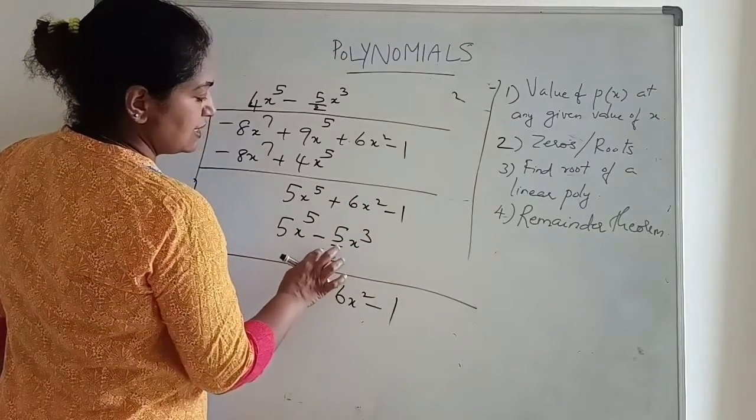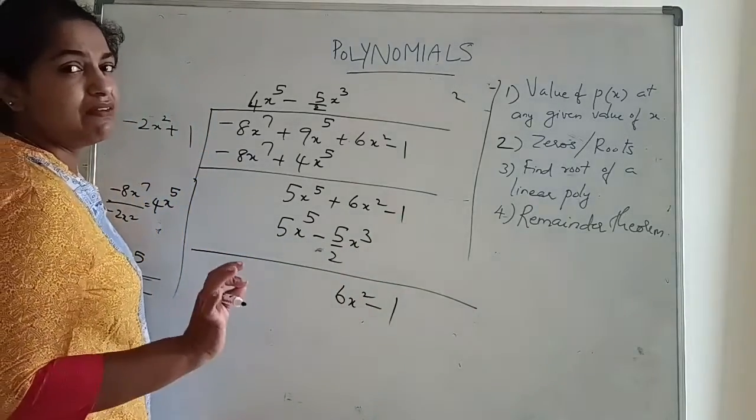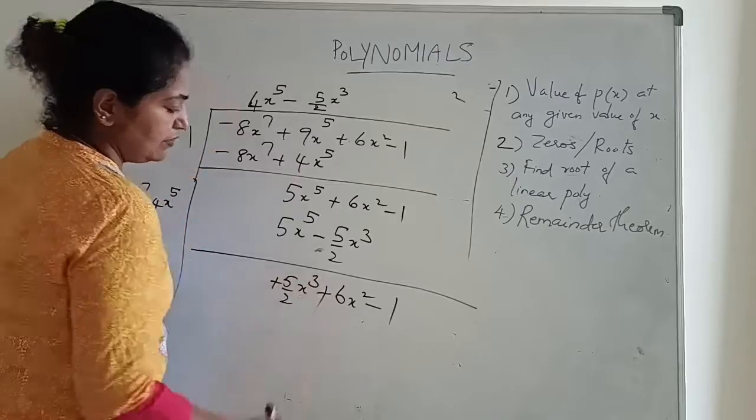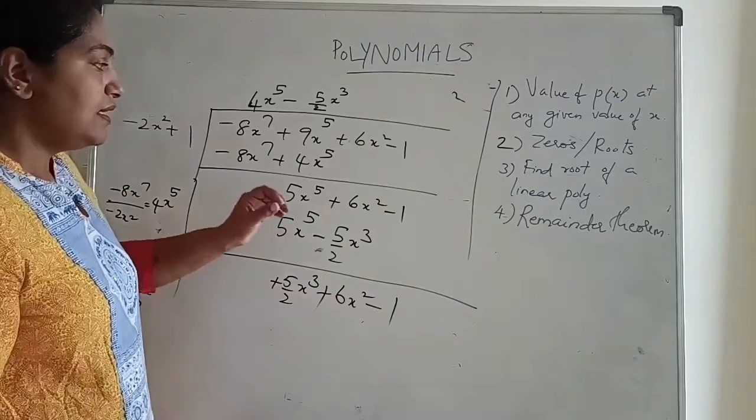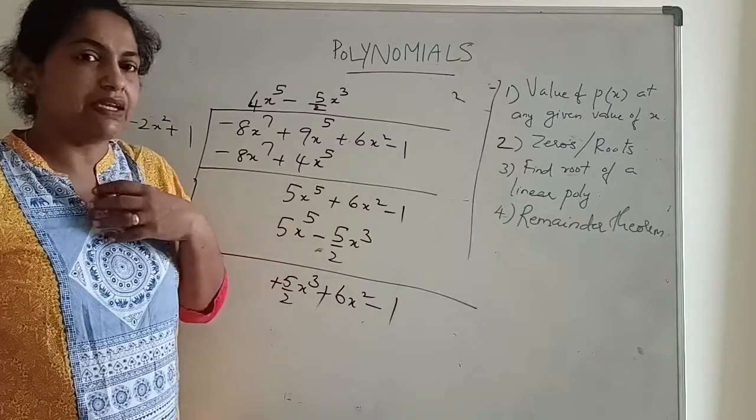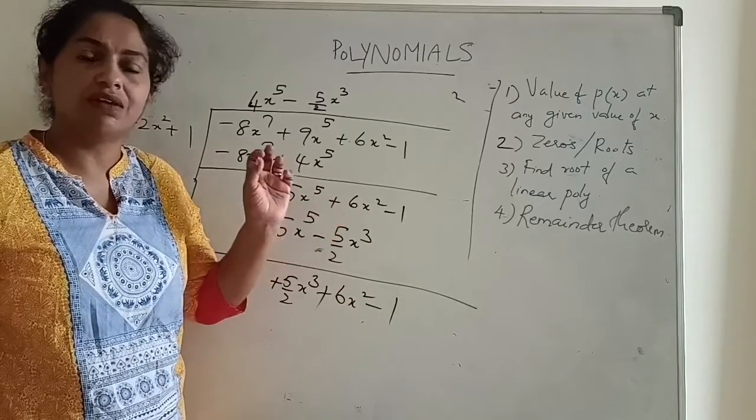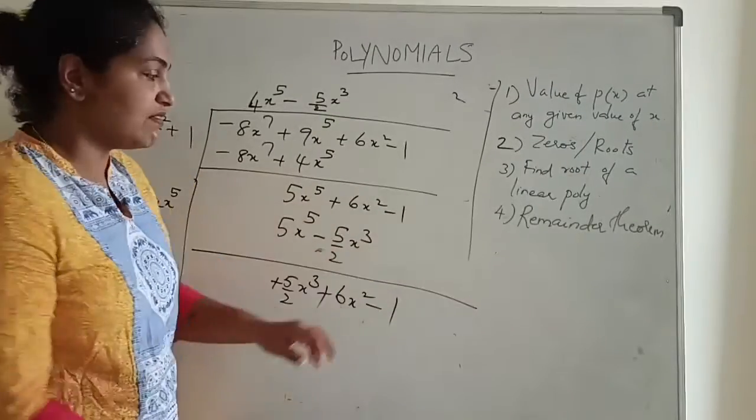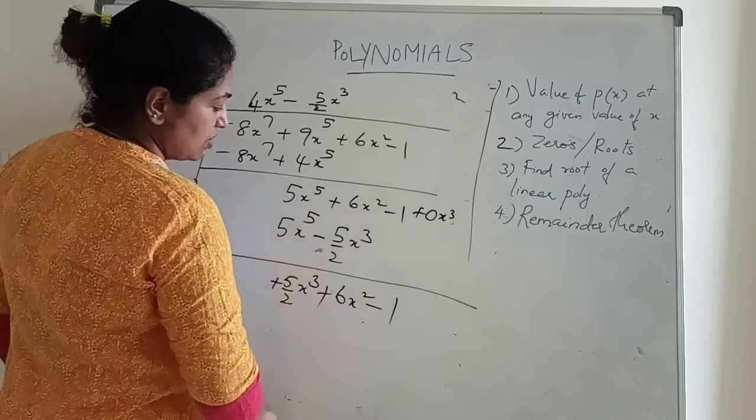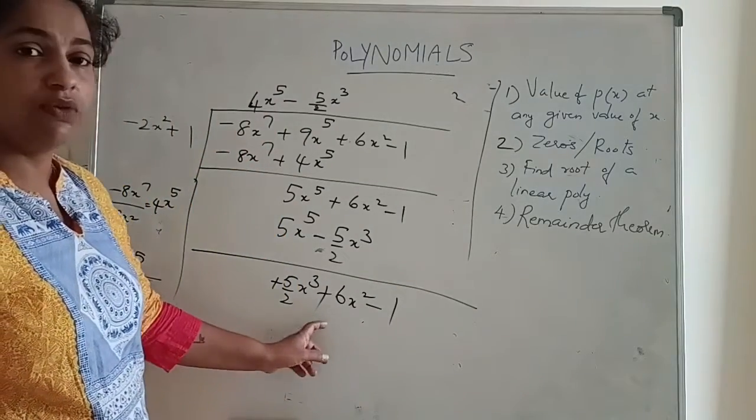So I cannot neglect this term just like that. 0x cube minus 5 by 2 x cube will give me plus 5 by 2 x cube. Is that clear? In this case there is no x cube term over here, but I can't completely ignore the term because it is line 1 minus line 2, so I have to take into account every single term. Because there is no x cube over here, I will write it as 0x cube. It should have come here. So, 0x cube minus 5 by 2 x cube will give you plus 5 by 2 x cube. This is my new dividend.